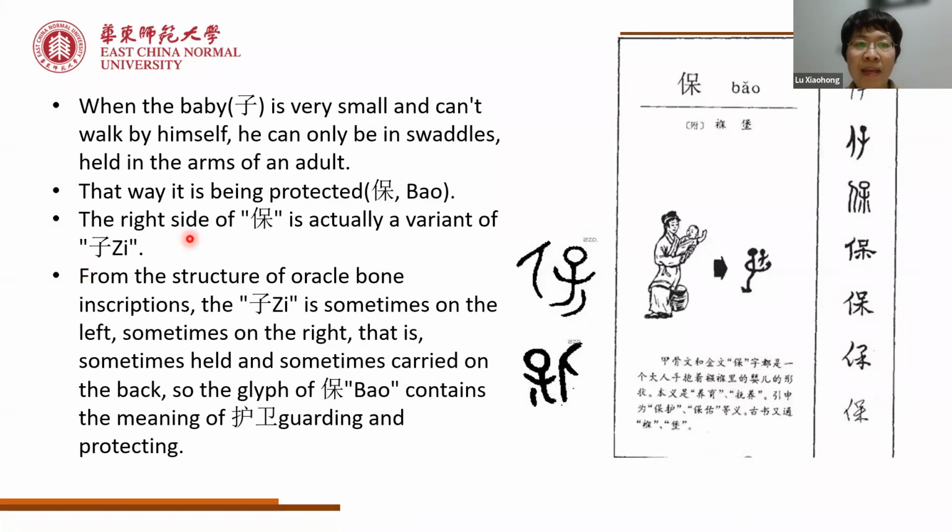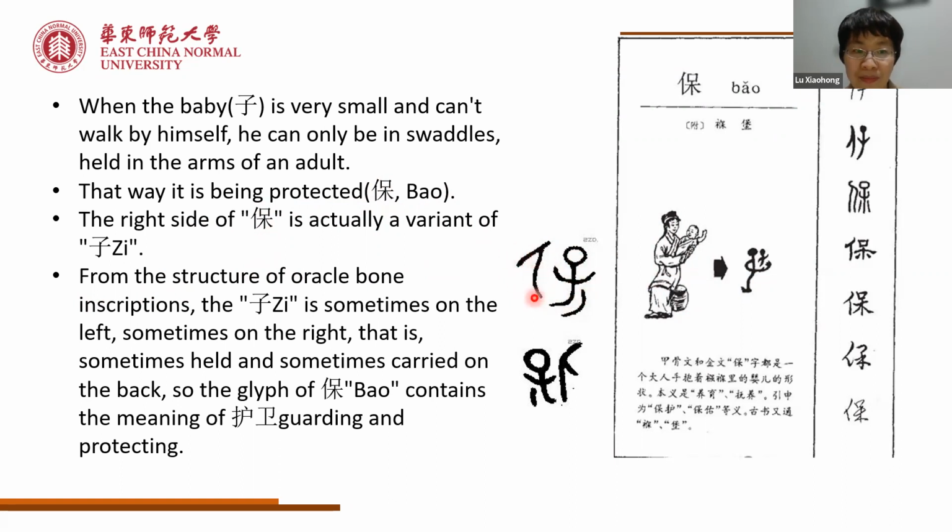Now, when the baby 子 is very small, of course, he cannot walk by himself. So he can only be in swaddles, held in the arms of an adult like this. That way he is being protected. Here comes the word 保. 保 means protect. The right side of the word 保 is actually a variant of 子. You can see here, that's 子.